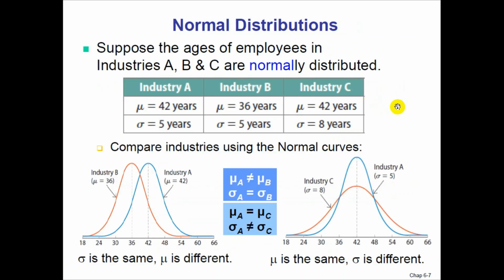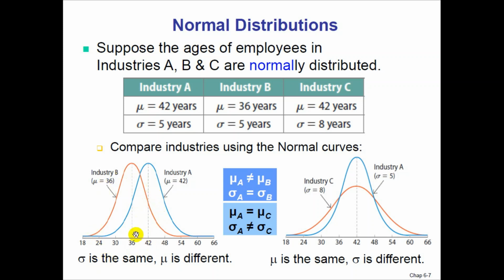Let's go into the detail of the normal distribution. Suppose the ages of employees in industries A, B, and C are normally distributed. You have the mean for industries A, B, and C respectively, together with their standard deviations. If we plot these using the normal curve, this is what you see when we compare industry A and industry B. The population mean for industry B is 36. The population mean for industry A is 42.